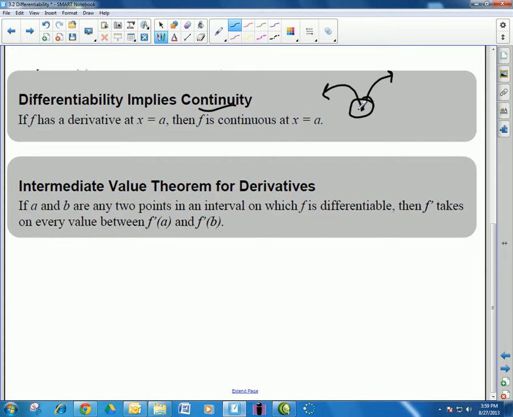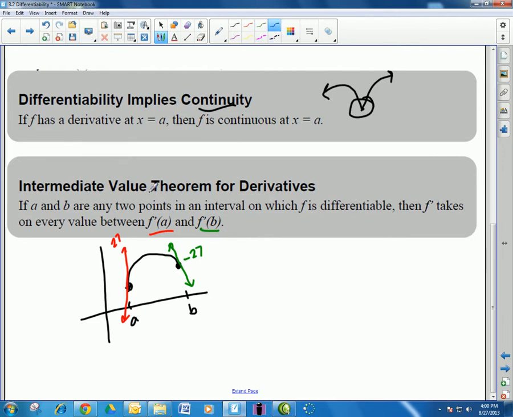And then the intermediate value theorem for derivatives says basically that if A and B are any 2 points in an interval on which f is differentiable, then the derivative takes on every value between f prime of A and f prime of B. So here's A, and here's B. Let's say this function does something like this, from A to B. Now, f prime of A, that'll be in red. Here's my slope, or my tangent line, for f prime of A. Let's say this slope is 27. Whatever, I don't care. F prime of B, that's this slope. Let's say that is negative 27.